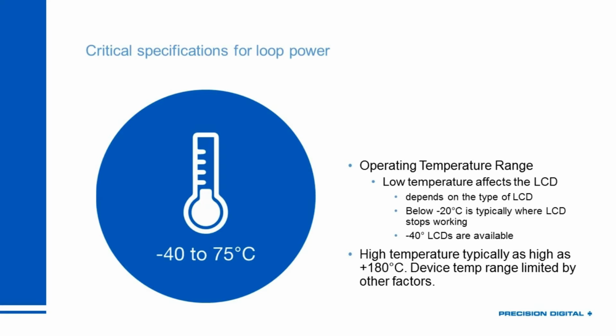High temperature, not a problem. The high temperature on LCDs can go upwards of 180 plus. That high temperature spec is going to be limited by the other electronics in your device. So that really has nothing to do with it just being a LoopPowered device. That temperature spec is going to be whatever it is for that piece of equipment, and it doesn't tie into LoopPowered devices in any meaningful way. But you do need to be wary of that low temperature spec when you're working on LoopPowered devices that are going to have LCDs.